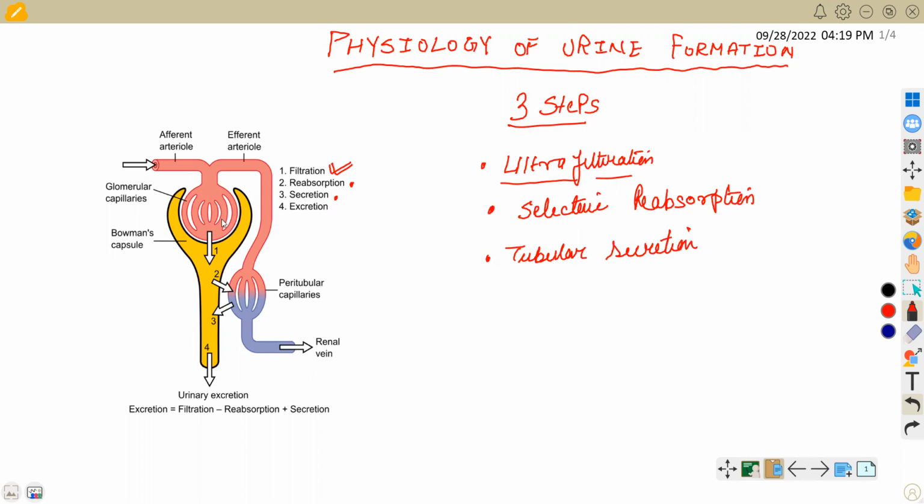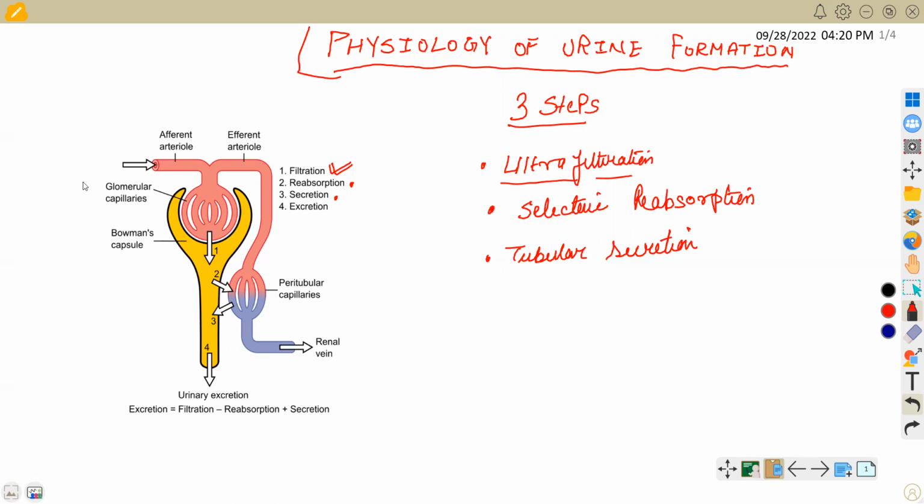As we are discussing the physiology of urine formation, we should understand how this urine is formed. We already discussed that ammonia is converted into urea with the help of the ornithine cycle inside the liver. Why is it done so? Because ammonia is more toxic and urea is less toxic, so we cannot give ammonia directly into blood. It is first converted into urea and then given to blood.